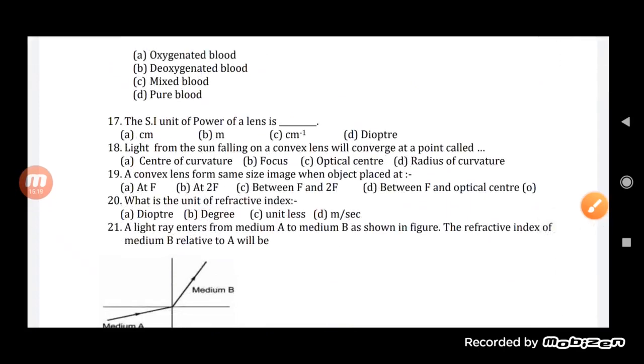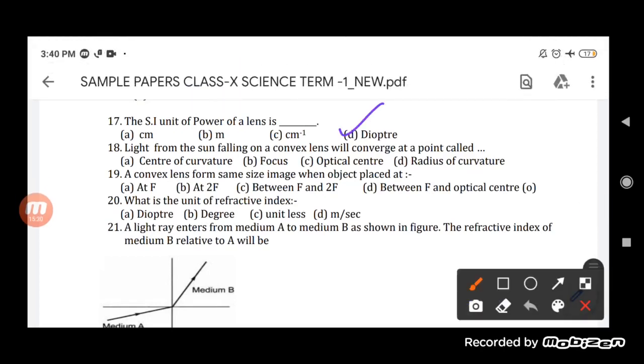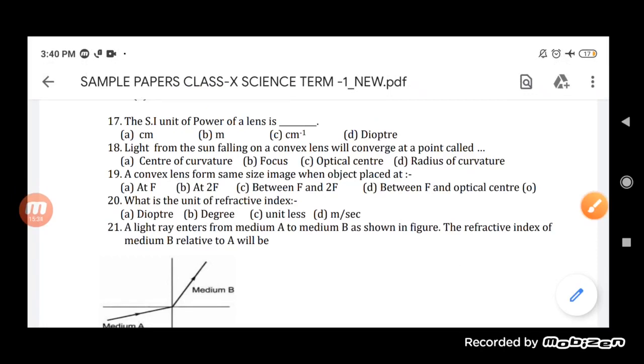The SI unit of power of a lens is, you know that power is basically measured in diopter. So the SI unit of power is diopter, and the correct option will be diopter. Now the light from the sun falling on a convex lens will converge at a point that is called as. So light coming from infinity, when it converges at a point, that is called the focus. So there it is called the focus.